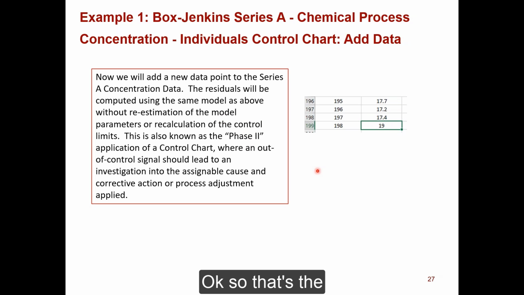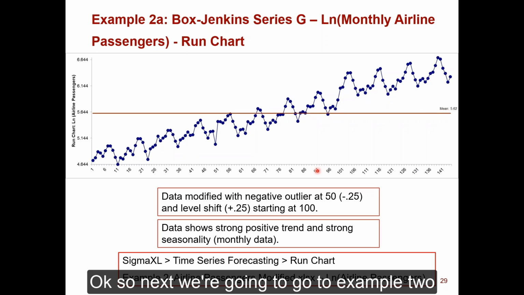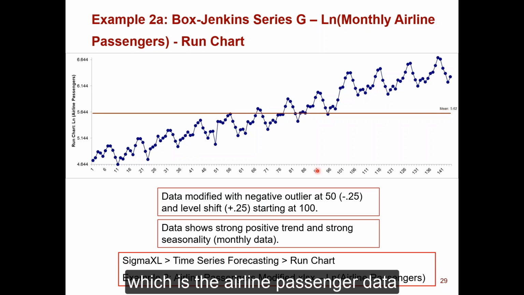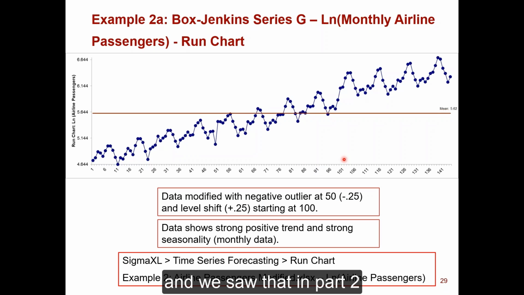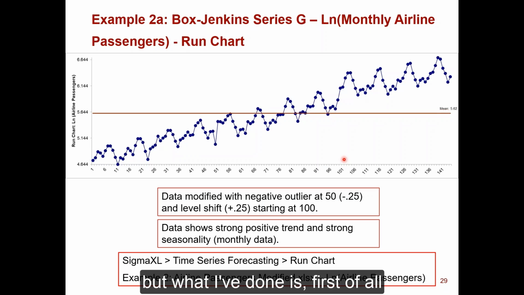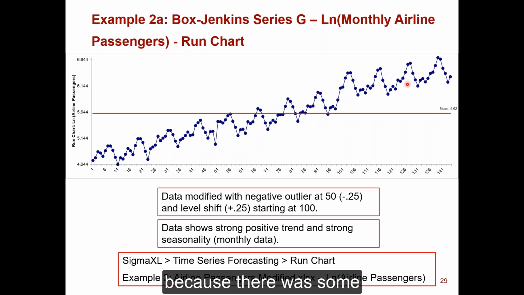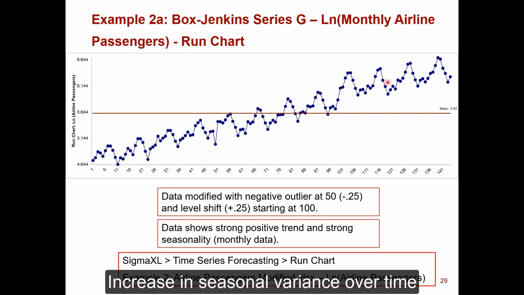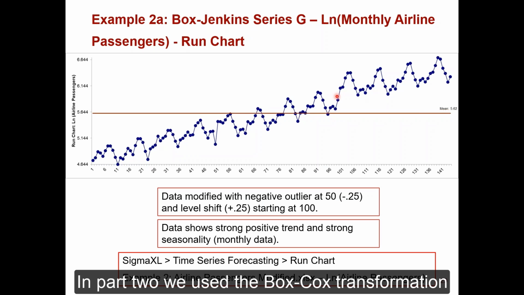Okay, so that's the individuals control chart. Next we're going to go to example 2, which is the airline passenger data. And we saw that in part 2. We won't recap everything that we did in part 2 with the forecasting part, but what I've done is, first of all, I'm taking the logarithm of the monthly airline passenger data because there was some increase in seasonal variance over time, so we wanted the logarithm to get rid of that. In part 2, we used the Box-Cox transformation.